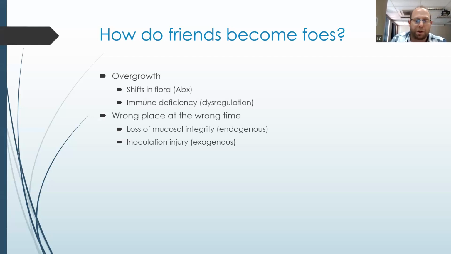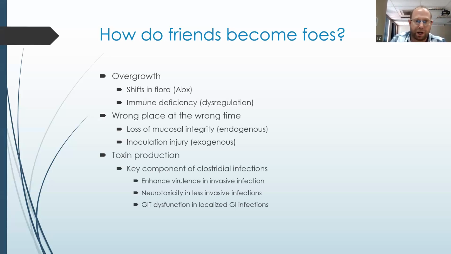Then I've called it wrong place at the wrong time, essentially loss of mucosal integrity, endogenous causes of that. For example, the presence of a tumor or something like that will facilitate entry of these microorganisms beyond the mucosa, which is where they're supposed to be, or an inoculation injury of any form, surgery, perforation of a viscus, etc. And then lastly, toxin production. This is a key component in certain infections, especially clostridial infections, where they enhance virulence in invasive infections, potentially neurotoxin production in diseases like botulism and tetanus, and GIT dysfunction in localized GIT infections, like diarrheal illnesses.